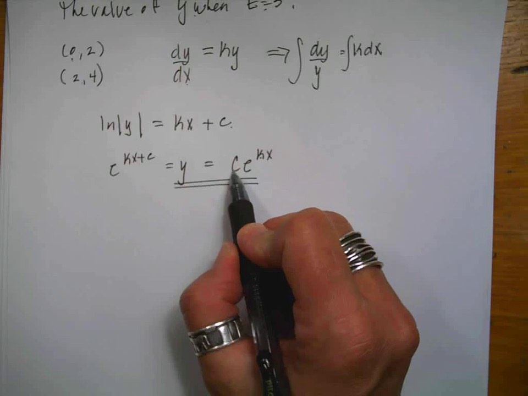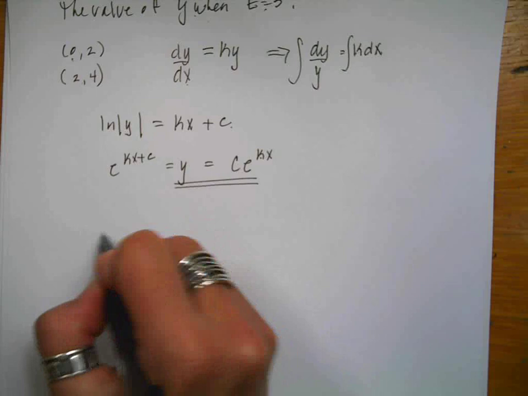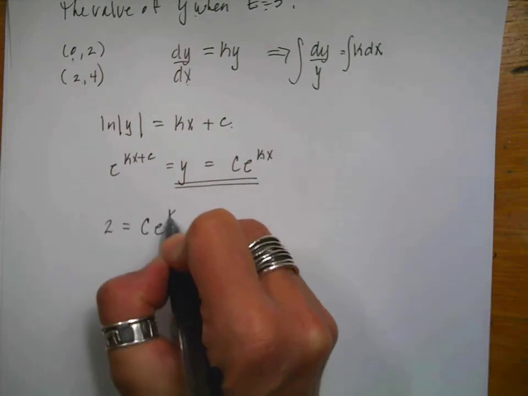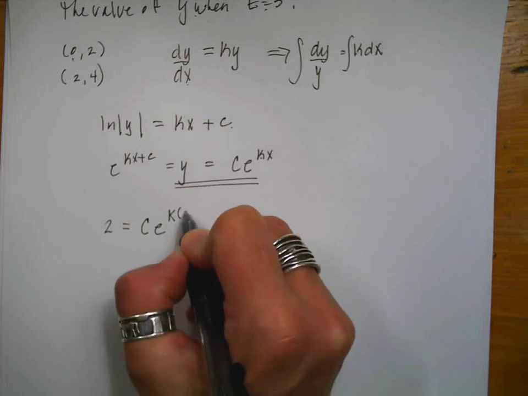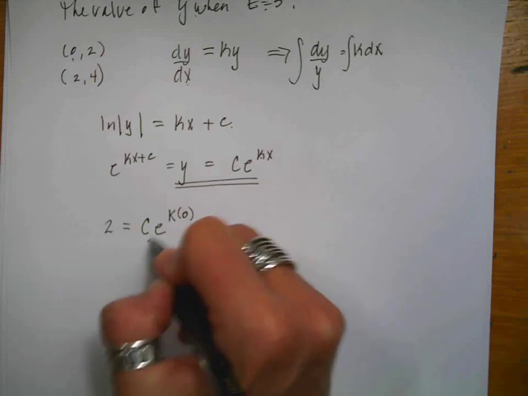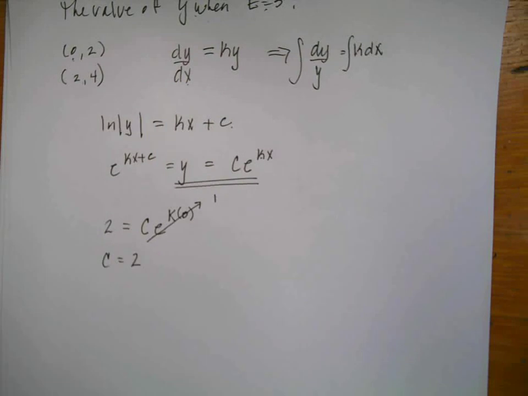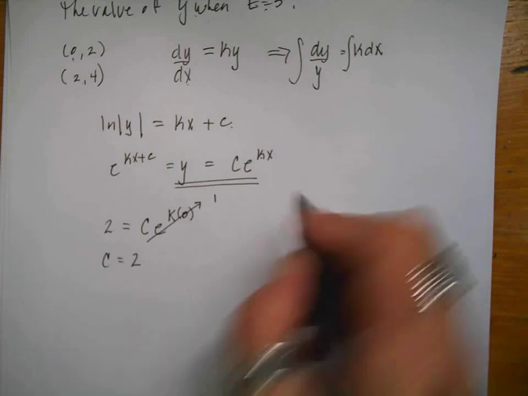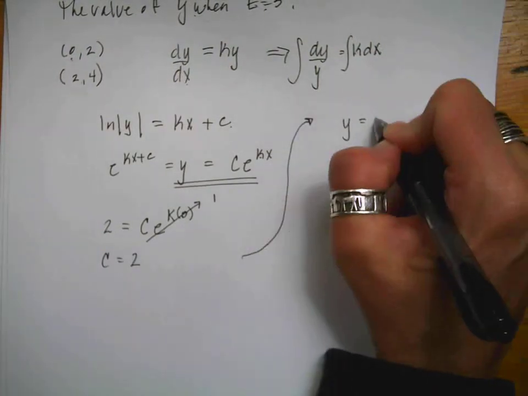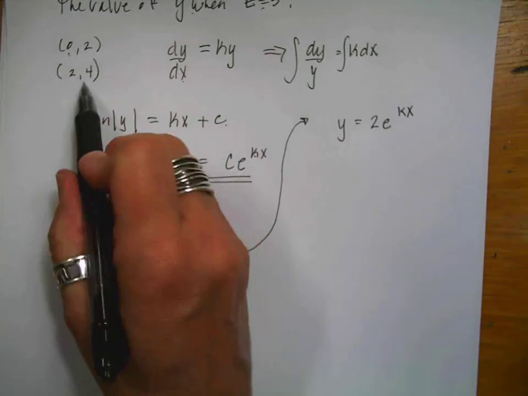Okay, so now I need to find both my k and my c. So I had an initial condition of (0, 2), so I'm going to write 2 is equal to c e to the k multiplied by 0, which is polite because e to the 0 is going to be 1, so I know that capital C is equal to 2, okay? So now my model has morphed a little bit, and I'm going to write my new model up here. So now I'm going to have y is equal to 2 e to the kx.